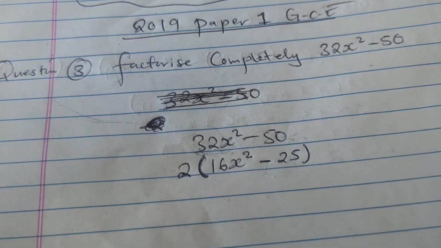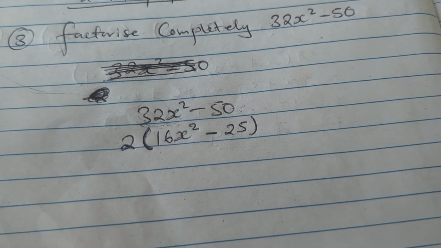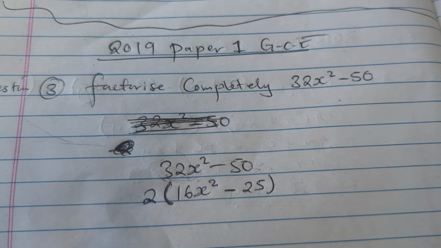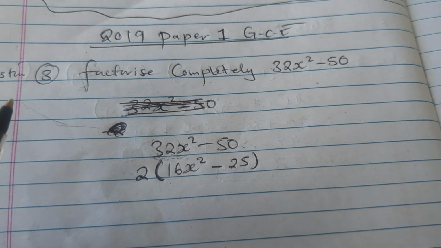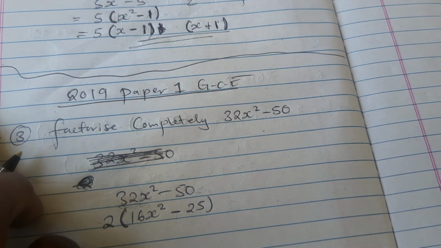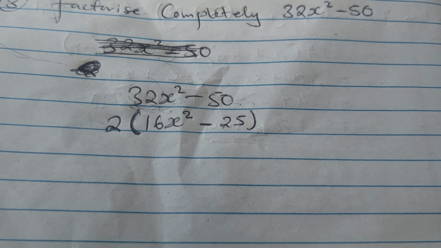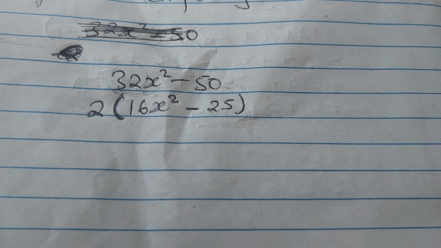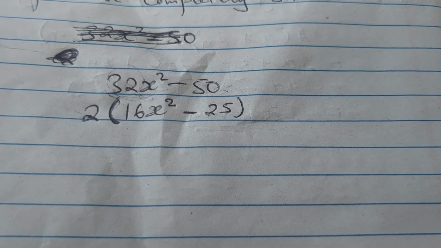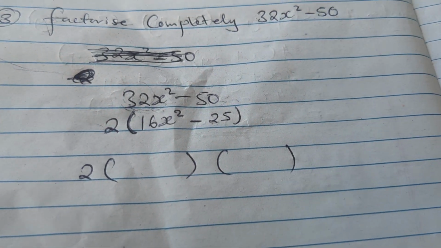When we reach this step, difference of two squares means that you have to have two brackets. The first one should have the negative and the other one positive, or the first one can have the positive and the other negative. Any of the two, but one bracket should have the negative and the other positive. So we have 2, and we need to have two brackets like that.